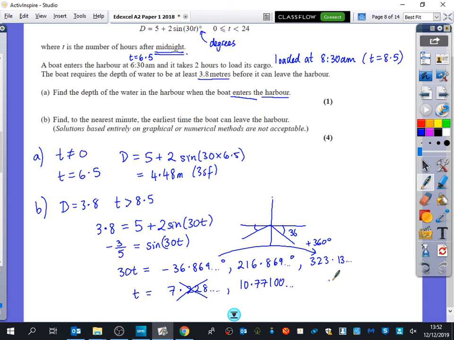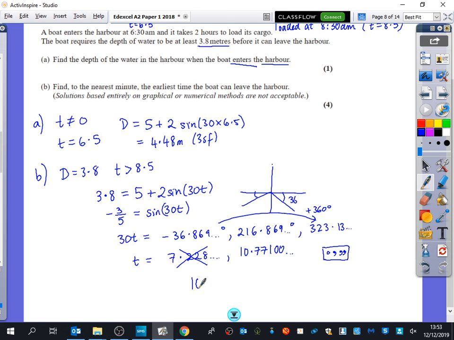Again, I think I've mentioned this in one of the other videos. There's a button on your calculator that will automatically change this. So we've got this button with the commas like this. If you press this, it will change it into hours and minutes. So it should come up on your calculator as something like 10 hours, 46 minutes and 15 seconds. And it wants it to the nearest minute. So it's going to be 10 hours and 46 minutes after midnight, which is going to be 10:46 a.m. for the time that you've got there.